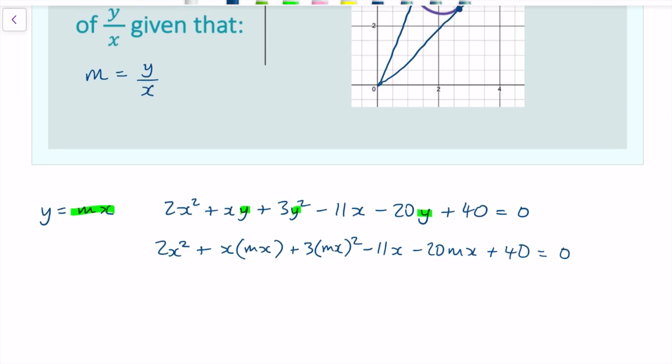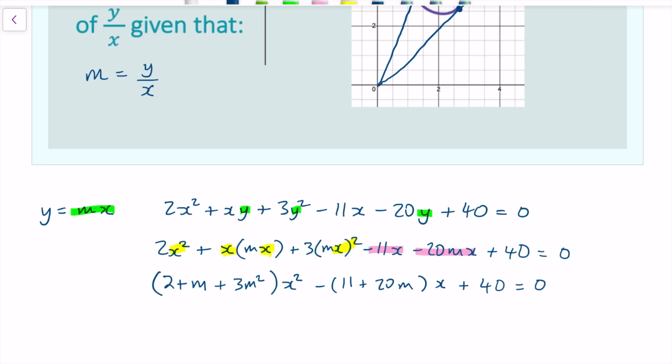Okay, it's a quadratic expression because we can see that there's an x squared there, there's another x squared here, there's an x squared in that one. So they are the three terms that make up a quadratic. So we have 2 plus m plus 3m squared all multiplied by x squared. And then the linear term, so we're going to go hunting for that one. We've got a linear expression here, and we've got another linear expression there. So we can factor out the minus. We've got minus 11 plus 20m times x, and then the constant term on its own, 40.